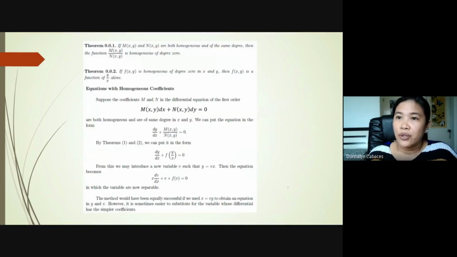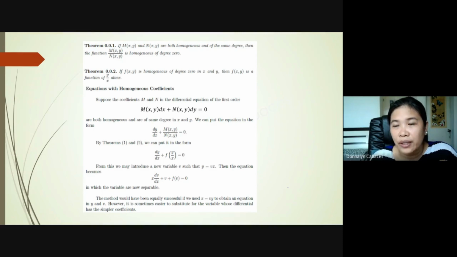Here are some of the theorems that will help us to provide the solution of homogeneous differential equations. Theorem 1: if M as a function of x and y and N as a function of x and y are both homogeneous of the same degree, then the ratio of M and N is also homogeneous of degree 0. Theorem 2: if a function of x and y is homogeneous of degree 0 in x and y, then the function is a function of y over x alone.